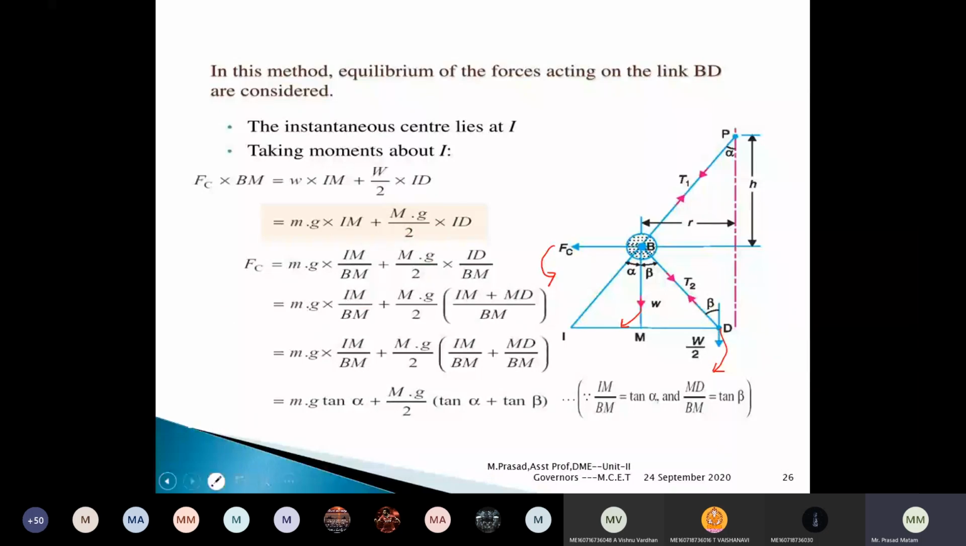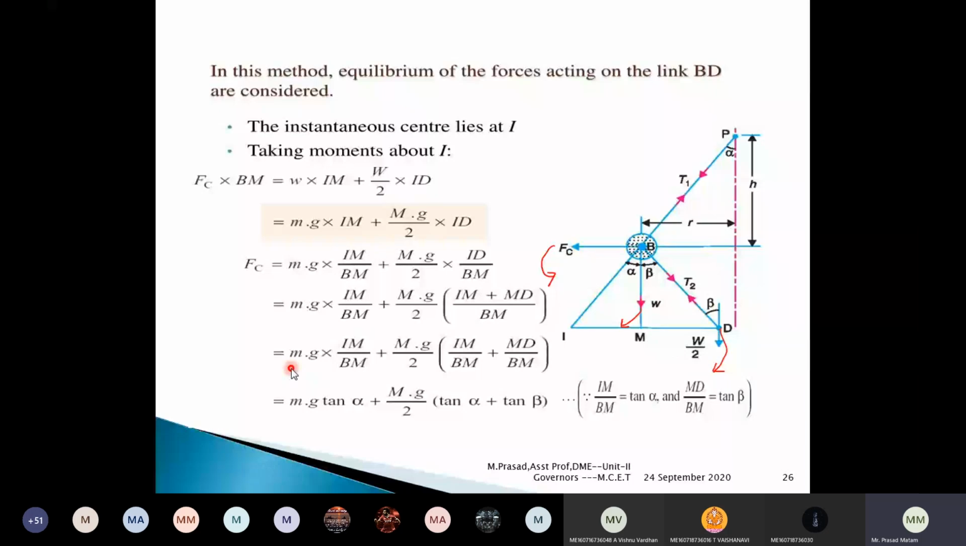Next, what can we do? Divide this total equation by Bm. Bring this Bm downwards: mg into Im by Bm plus Mg by 2 into ID by Bm. Now, what is this ID? You can see this ID is the sum of Im plus Md. How do you get ID? ID is the sum of Im plus Md.